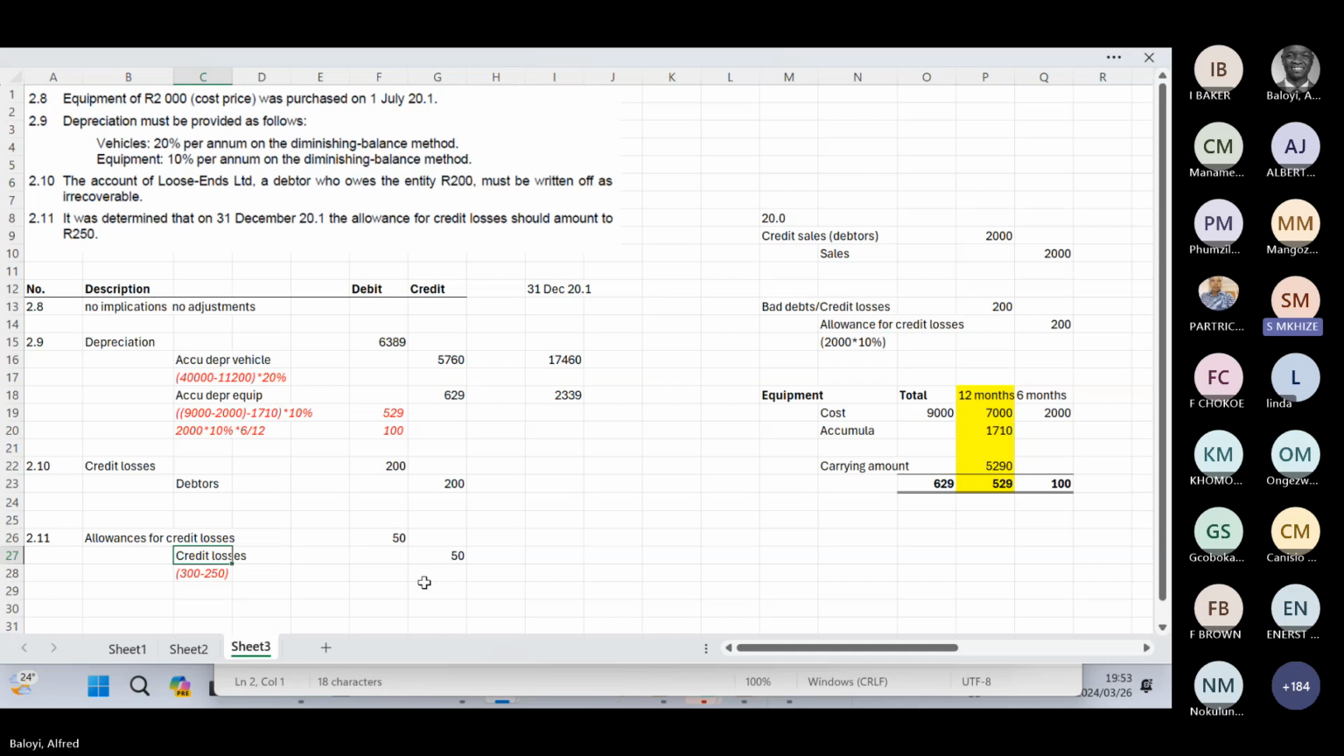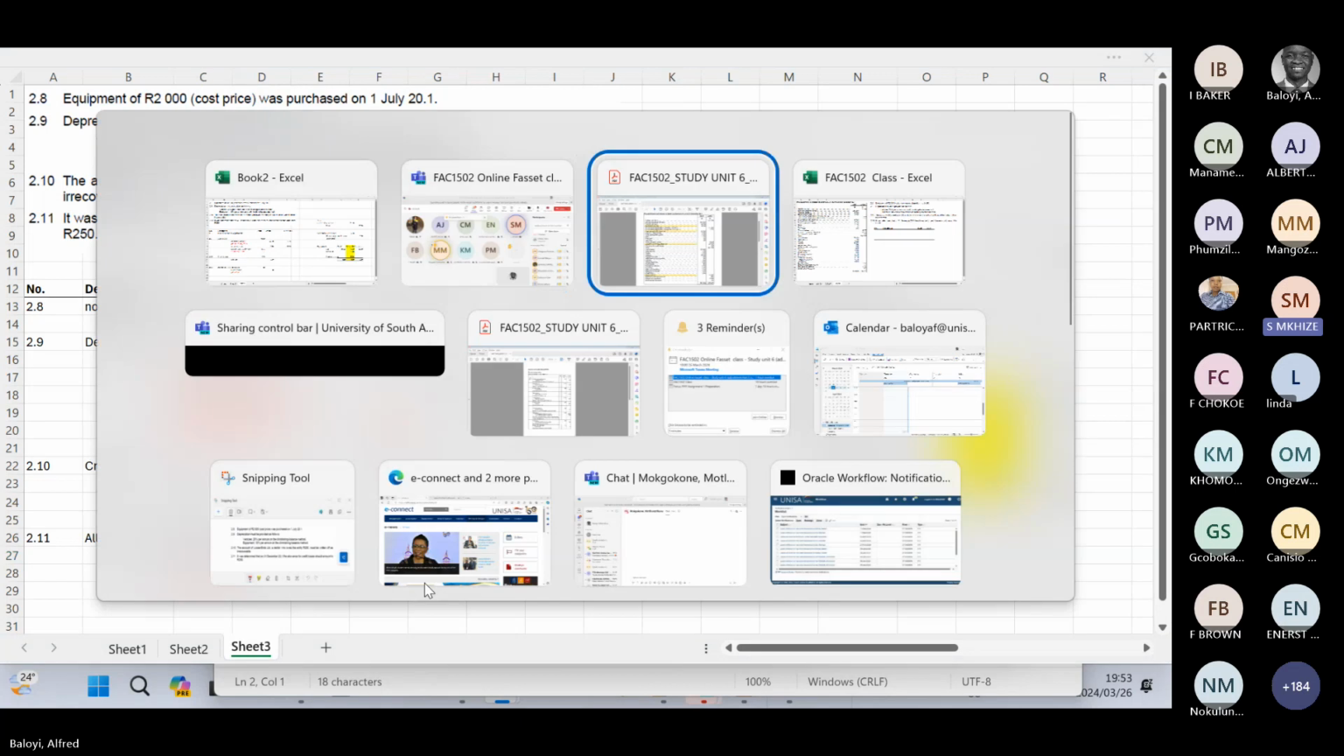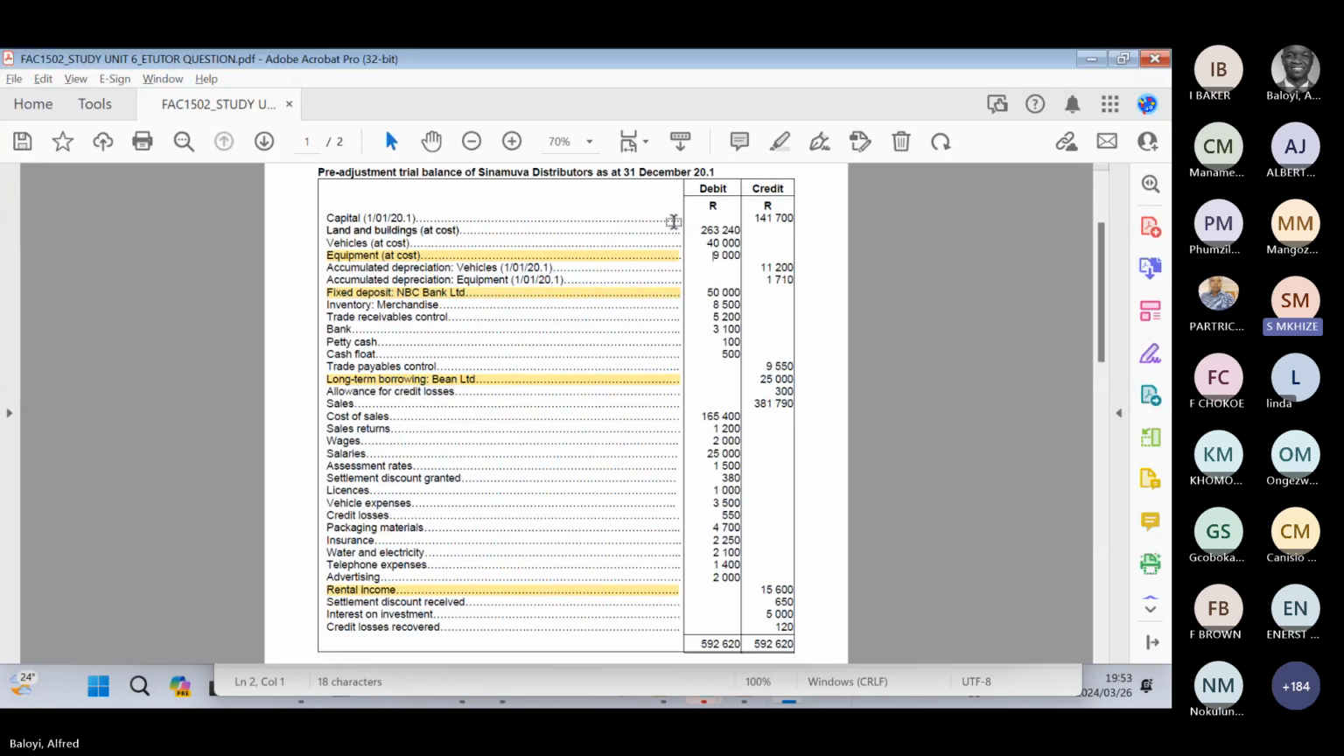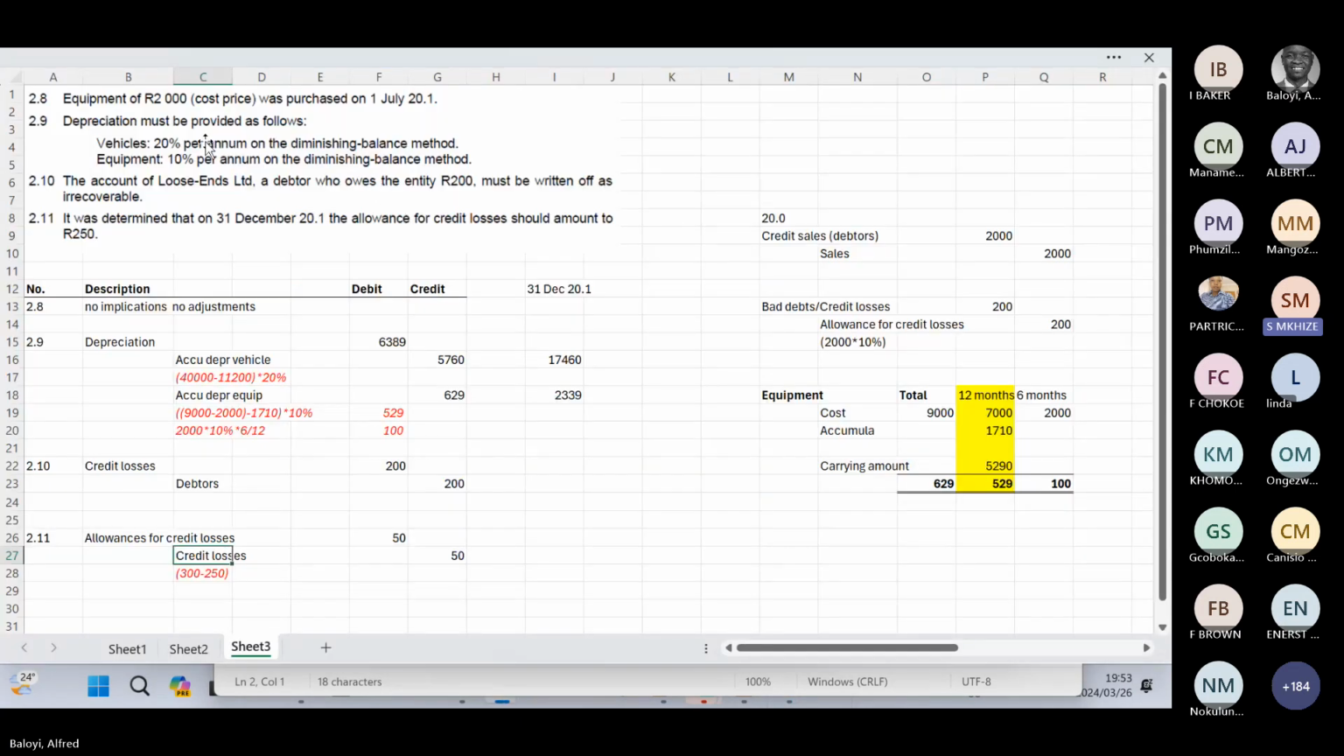Looking at 2.9, it's not really a question. Okay, actually it is a question, because we said initially we've got 9,000, right? And since 2.8 says equipment of 2,000 was then bought in July, what we should do is subtract that 2,000 from that initial 9,000 that we had, right?